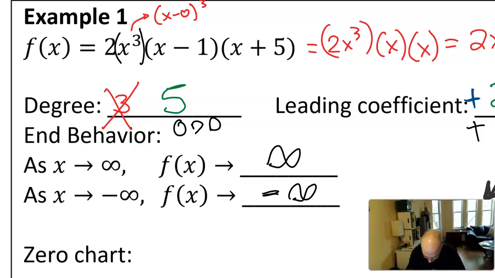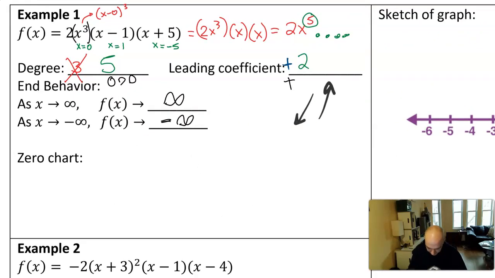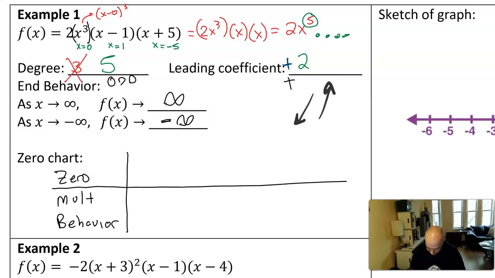These are going to give us 3 zeros. This will be 0 when x is 0. This will be 0 when x is 1. And this will be 0 when x is negative 5. Before I even sketch the graph, I like to make a chart of the zeros in order with their multiplicity. So here's what that chart looks like. I write 0, I write the multiplicity, just do mult for multiplicity, and then I write the behavior. This is just going to help me keep track as I go into the chart.